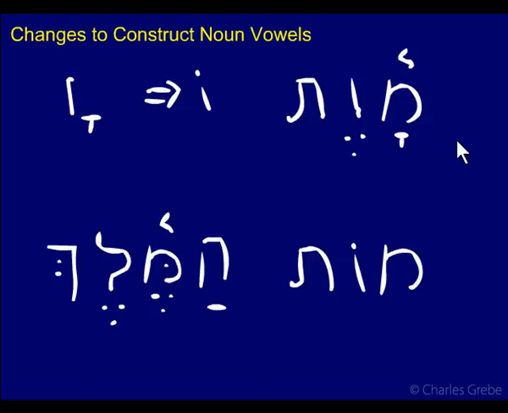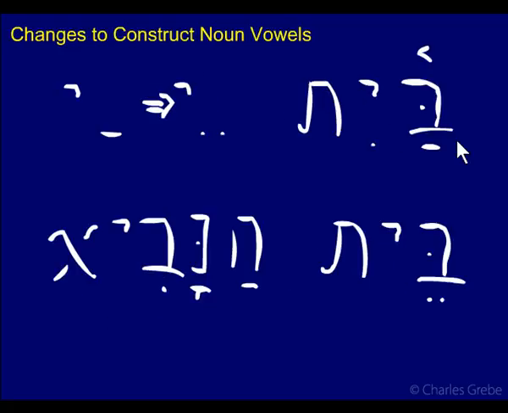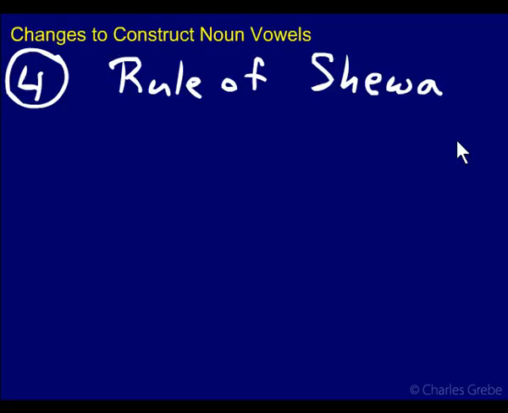But again, this is not something new. We've already covered this. This is just the same thing happening now in the construct, because the construct involves a shift of stress. Okay, so mavit and bayit. Rule of Shiva, this is, again, just so you know what's going on. What happens is sometimes when you get these vowel changes, you end up with a situation where the rule of Shiva applies. Remember we had the rule of Shiva, which said that if you have two vocal Shivas at the beginning of a word, then you'll get this effect.